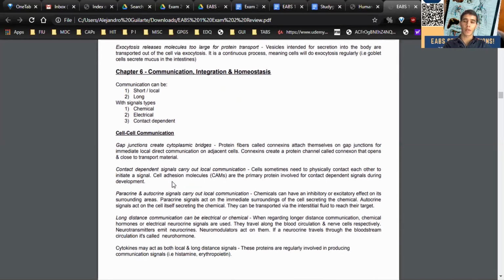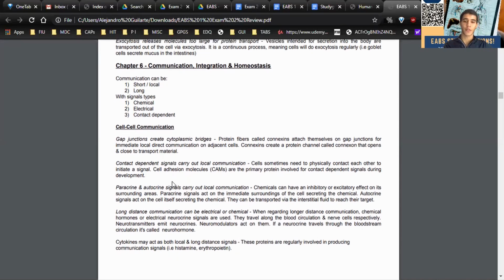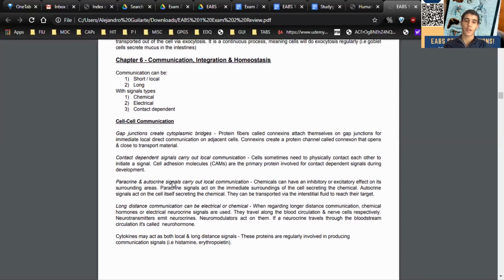So the most simple one is when two cells directly communicate with each other in cell-to-cell communication. And these communications are formed through gap junctions. So gap junctions allow for fibers called connexins to connect from one cell to the other and attach themselves. And this will create a protein channel called a connexon. And so this connexon is literally connecting these two cells into one cell.